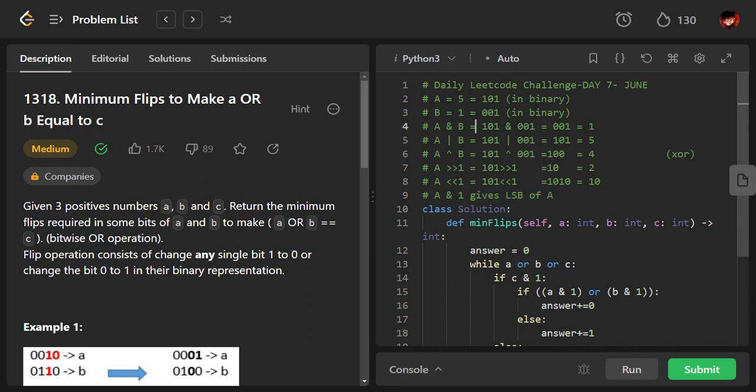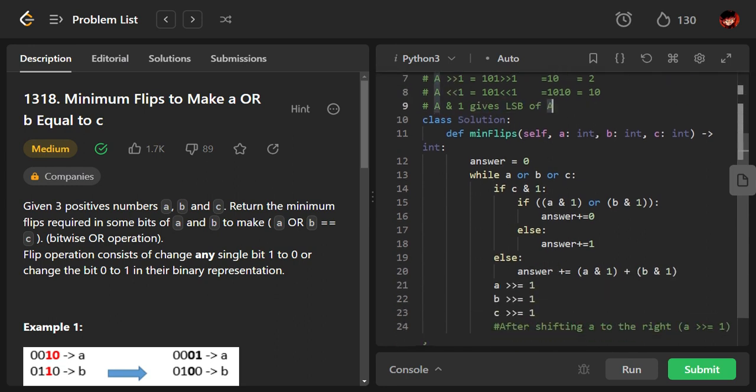For example, see here, we are doing 5 and 1. These bits are 0. As you know, when we do AND, even if a single 0 is present, it will lead to 0. So whatever is present here will anyway be eliminated. Only the last bit of A will matter here. If it is 1, you will get 1 here. If it is 0, you will get 0 here. That is the basic idea. That's why A and 1 gives the LSB of A. This we are going to use. This is the only thing which we need. Now coming to today's solution.